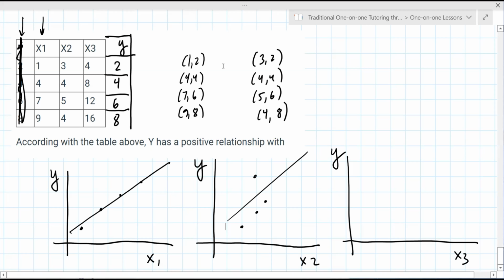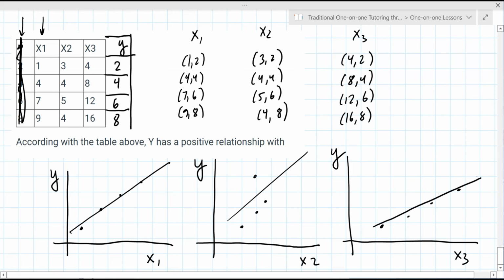So for the last one here, this is x1, x2. It's (4, 2). You're looking at that x3 value and then that y value. (8, 4), (12, 6), and (16, 8). So (4, 2), (8, 4), (12, 6). This one for sure has an upward positive relationship.